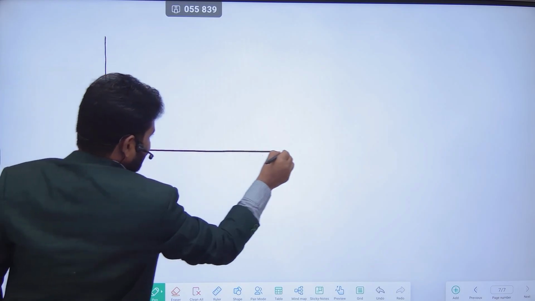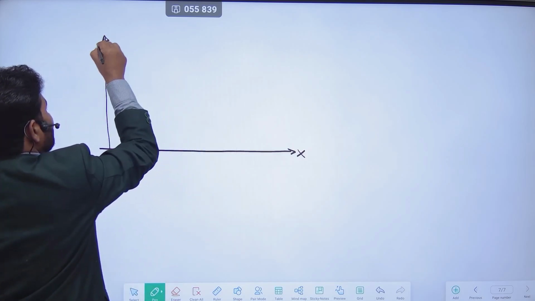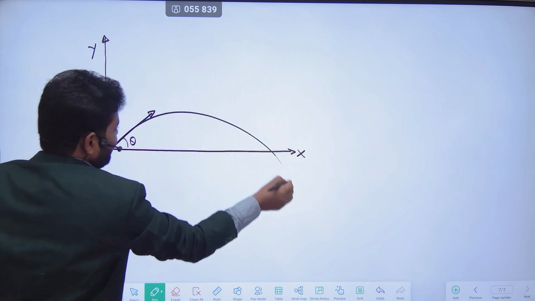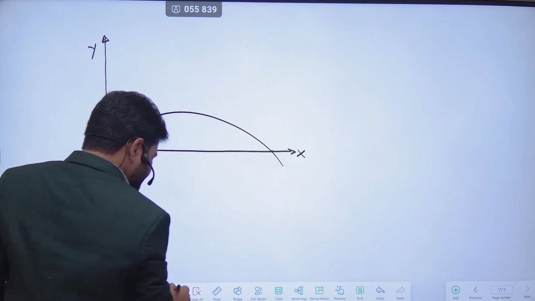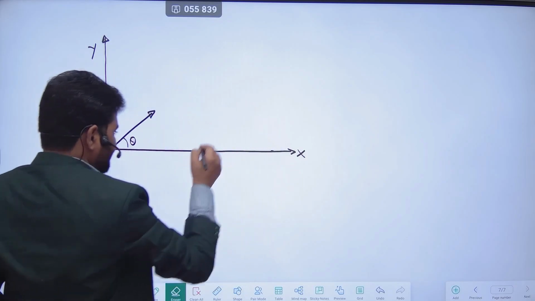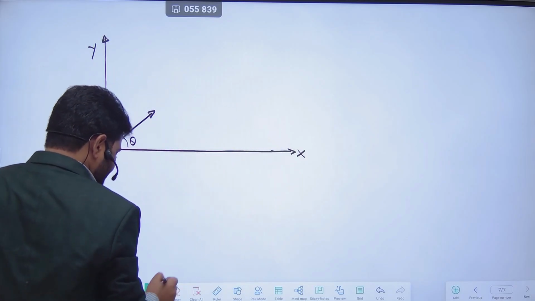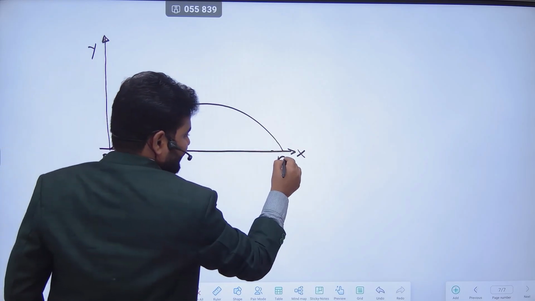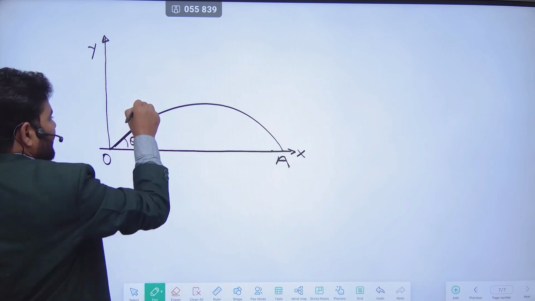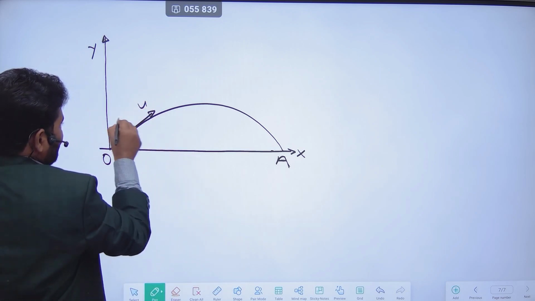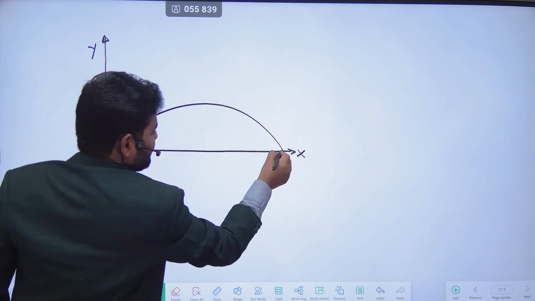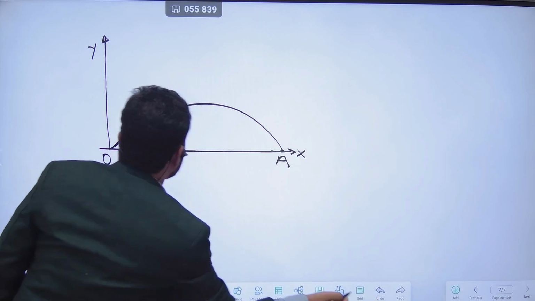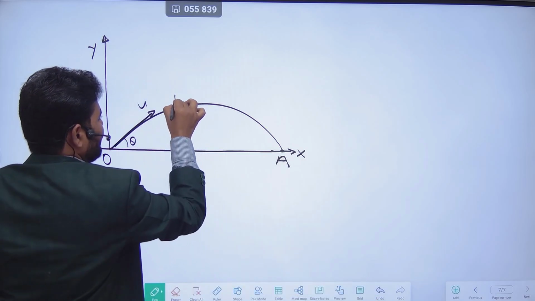Say for example, this is our x-axis, this is our y-axis. Projectile is launched at an angle of theta. It will fall like that here. Suppose at a point A. This is the point of projection. This is the point where the particle is falling down. If this is u, suppose the particle reached here at any general point, at a point P.